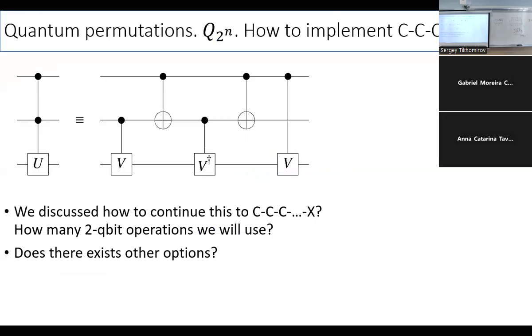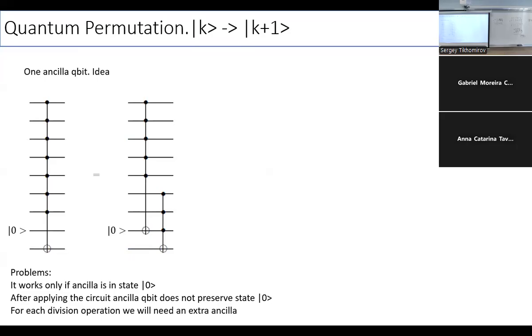But I want to calculate all of this with small time and with a small number of ancilla qubits. This is what I want. I said that we already considered this idea, which would create an exponential scheme. I want to find another idea for control not. And the idea is the following.